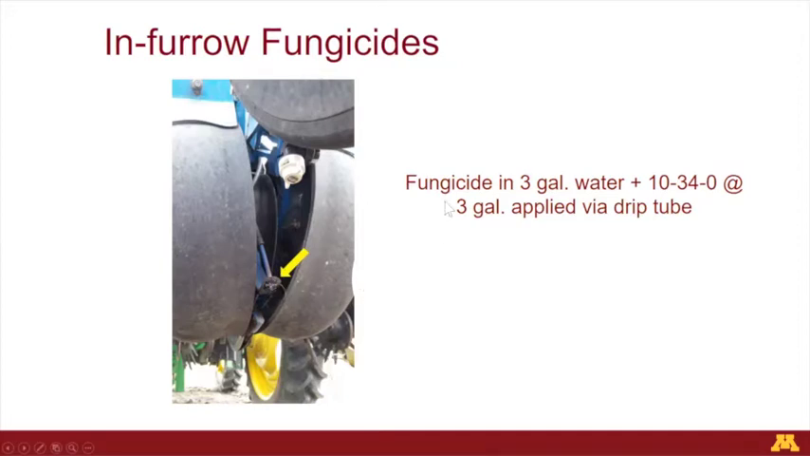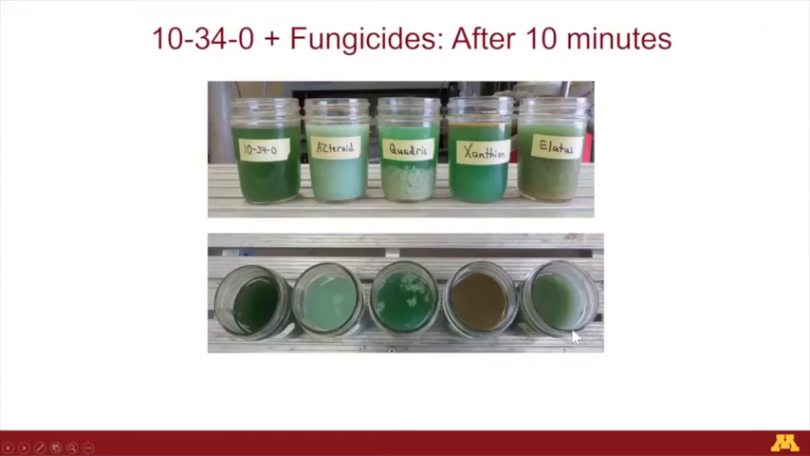And what we do is we mix these fungicides in 3 gallons of water and then mix with 3 gallons of 10-34-0. So basically we are applying this in a 6 gallons per acre volume, right? So that's 6 gallons total. But the fungicide in water is only 3 gallons. And depending on the choice of in-furrow fungicides, some mix very well with 10-34-0 and some not so well. But here we mixed these and they were just sitting on the bench for 10 minutes, but we never had any issues applying these in-furrow fungicides with 10-34-0 because we have good agitation in our tank. And if you have a good system set up, I think you'll be better off with any one of these fungicides that I showed here.